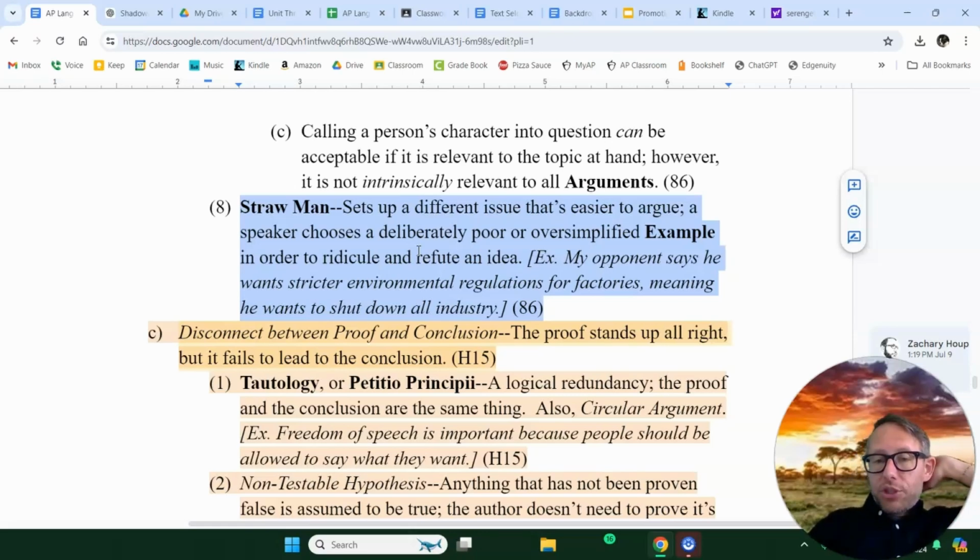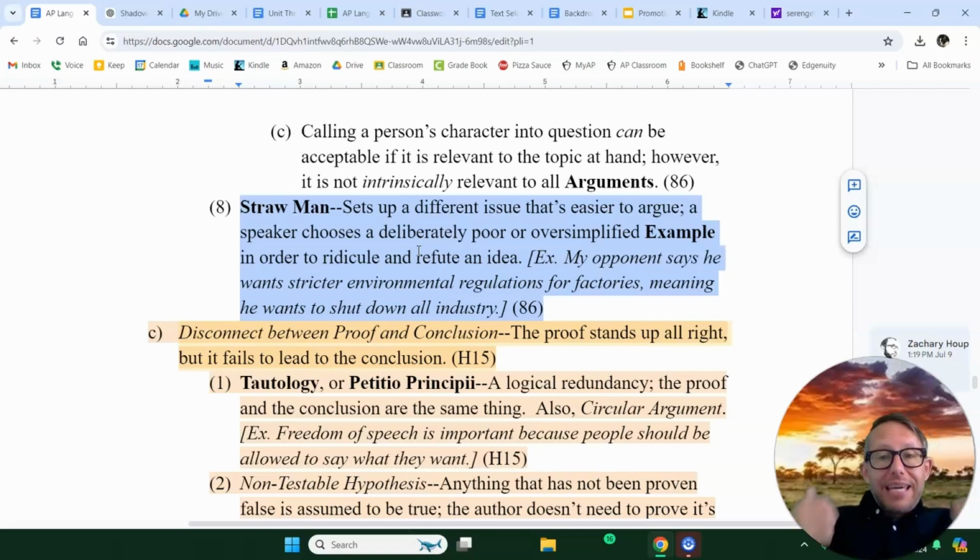So that's best demonstrated by taking a look at this example. "My opponent says he wants stricter environmental regulations for factories, meaning he wants to shut down all industry." Well, no, that's not what he's arguing. He just wants more rules for the factories. And clearly, yes, you're right. We don't want anyone to shut down all of the industry, but that's not what the opponent is trying to argue in this case. He just wants more rules for the factories, okay?